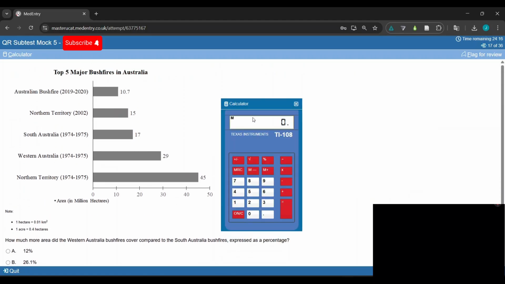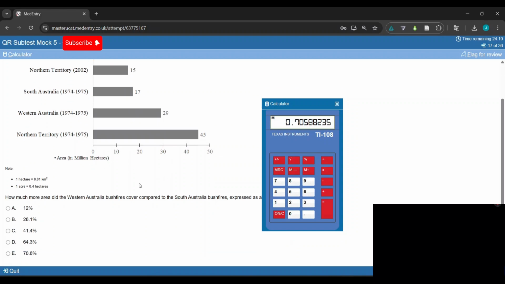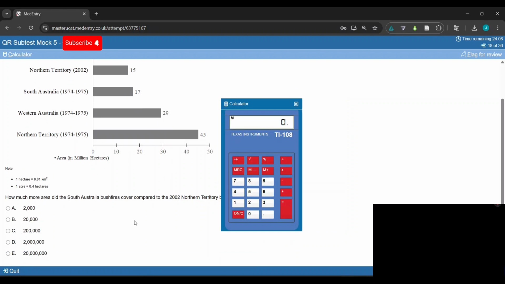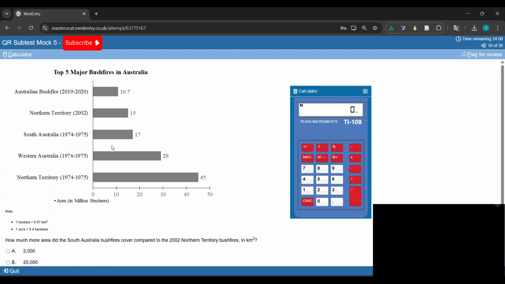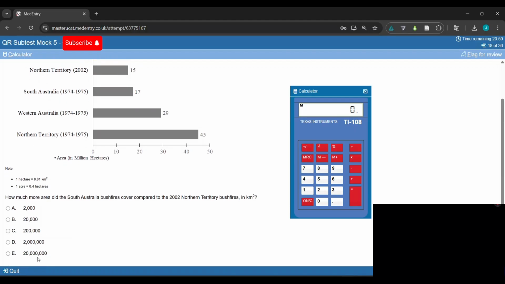How much more area did the Western Australia bushfires cover compared to the South Australian? Express as a percentage. That's 12 divided by 17, which is 70.6. How much more area did the South Australia bushfires cover compared to the 2002 Northern Territory in kilometres squared? So that's 2 more million hectares. 2 million hectares. So that's times 0.01. So it's going to be 20,000.